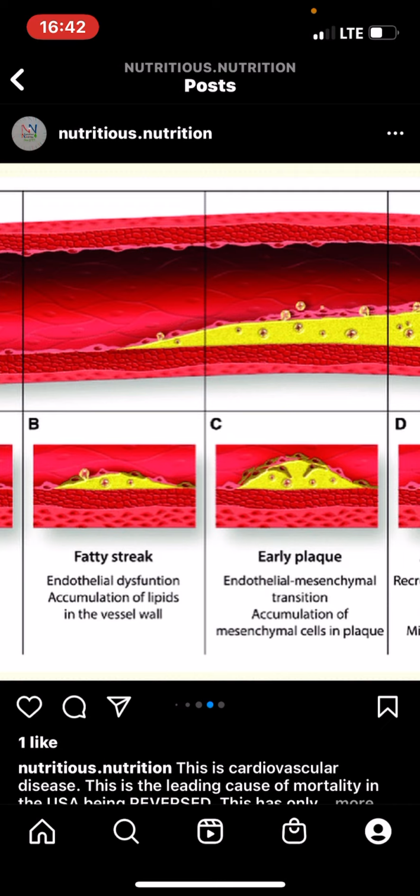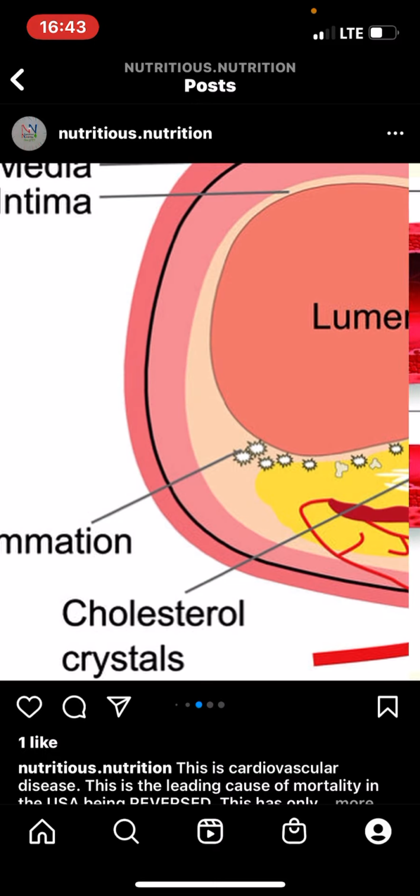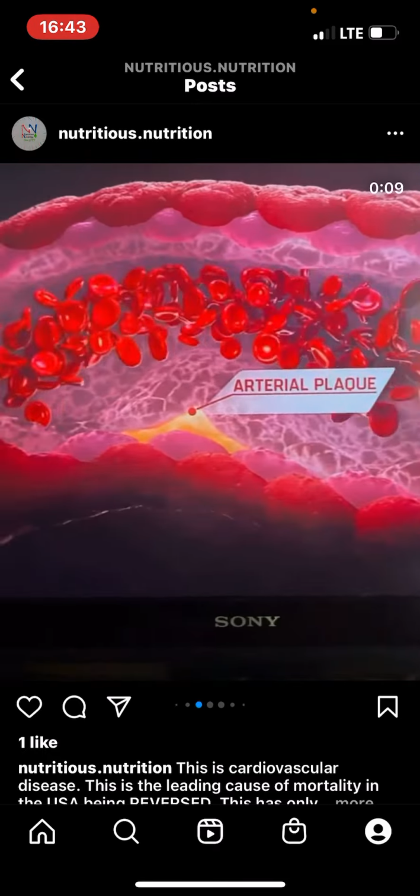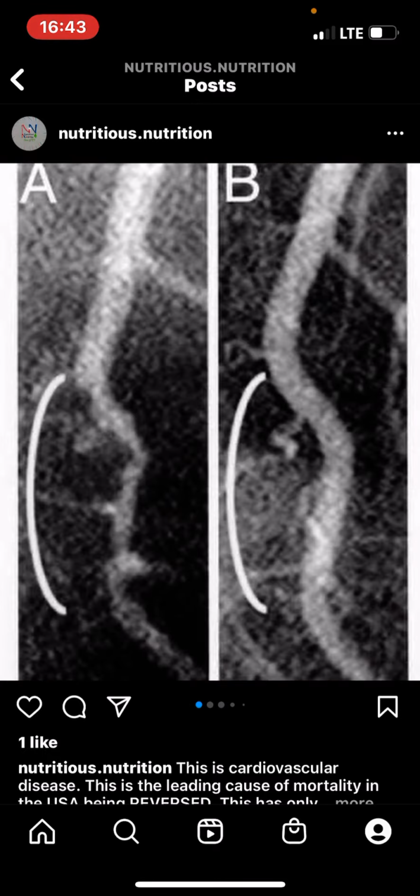It's very sudden, and we can actually get the reversal of it and widen the arteries so that there is no plaque that can lodge.